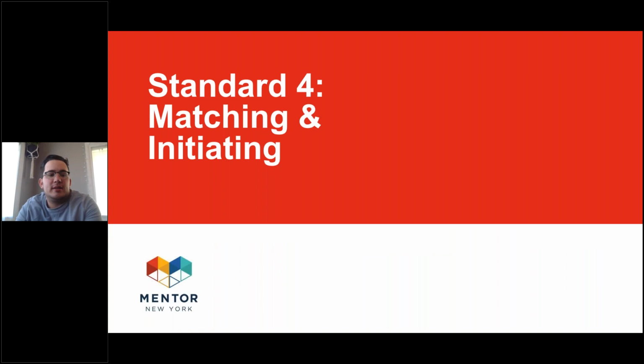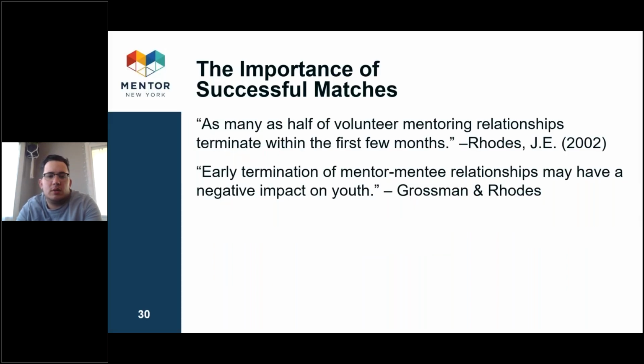All right, so matching and initiating. We want to make sure that mentoring relationships do not end early, right? This is one of the most important things that we can really do as a program coordinator. Trying to do everything we can to make sure the mentoring relationship lasts its full term of however long our program was designed for, whether that's a school year, a calendar year, or something along those lines.